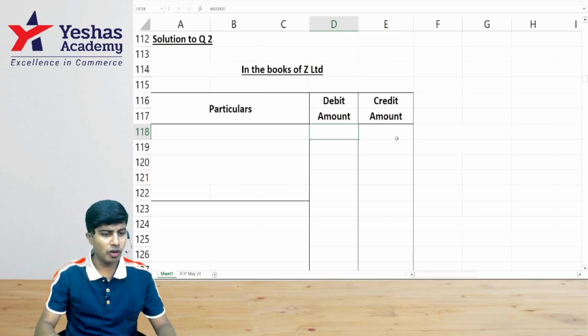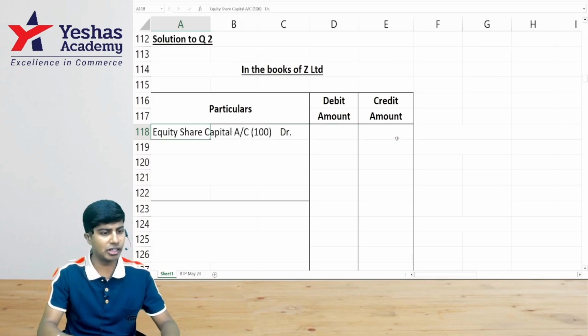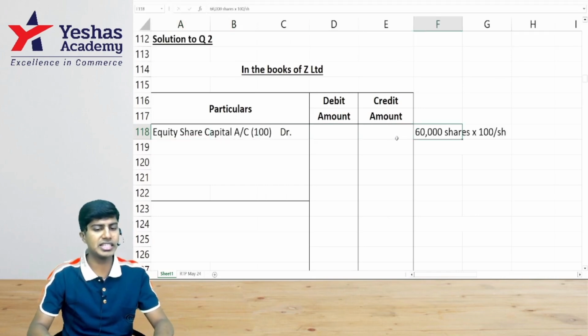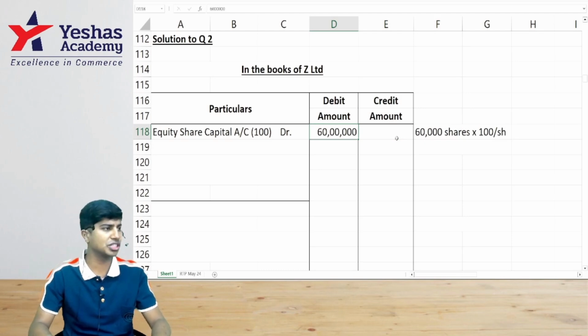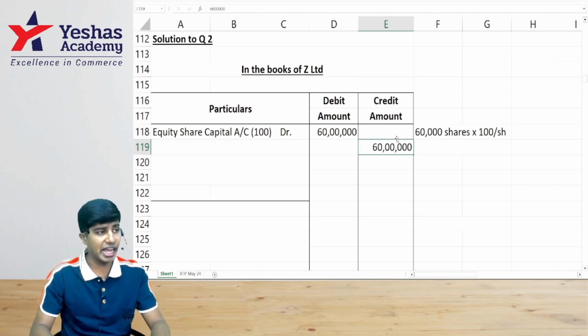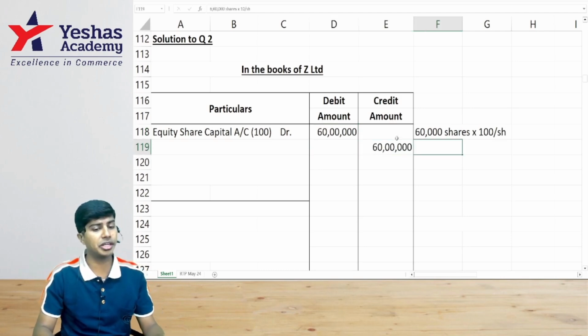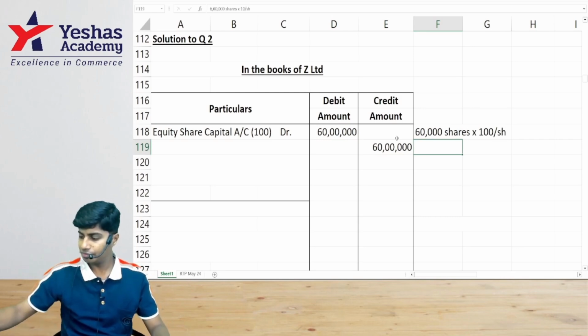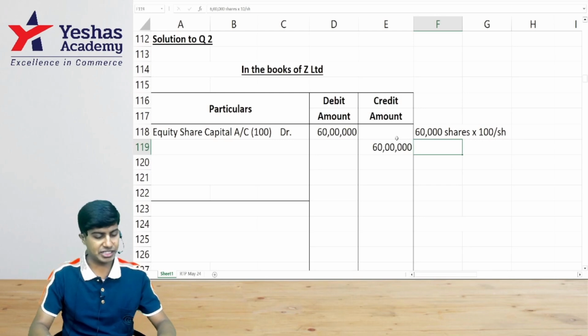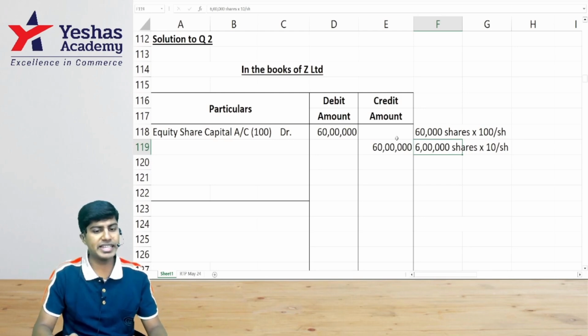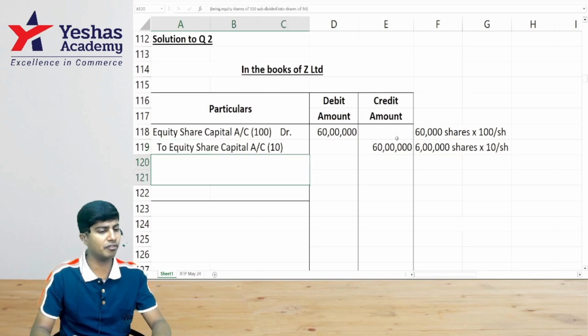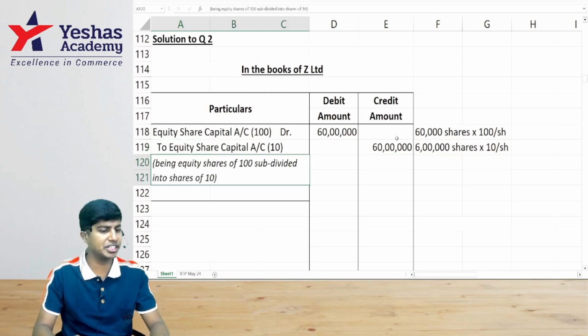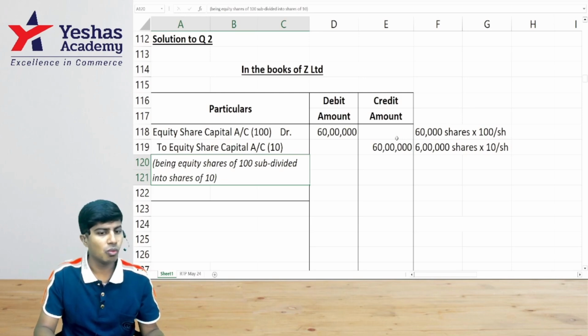60,000. So we had equity share capital of nominal value 100, which is 60,000 shares of rupees 100 each, which comes to 60 lakh. The same 60 lakh is now divided into shares of rupees 10. Please divide it by 10. What do we get? We get 6 lakh shares. So we are going to do 6 lakh shares of rupees 10 each, which will come to equity share capital of 10. So this is equity shares of 100 divided into shares of 10. Got it? What is after this?